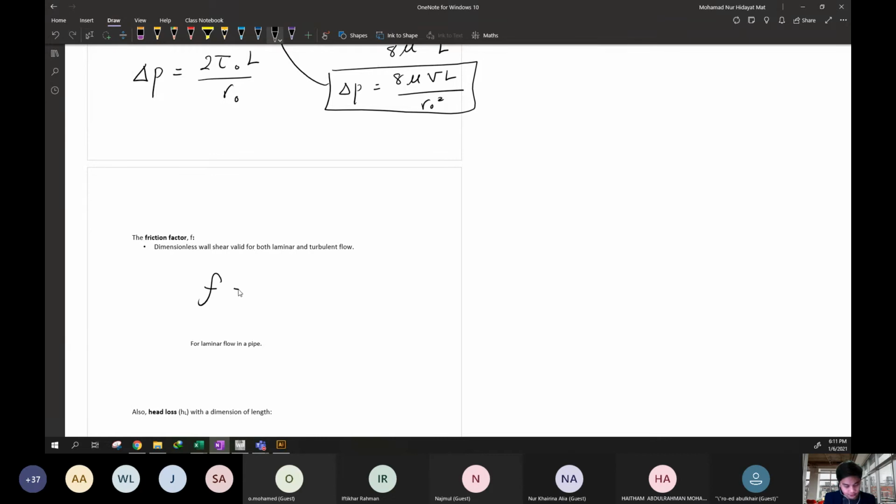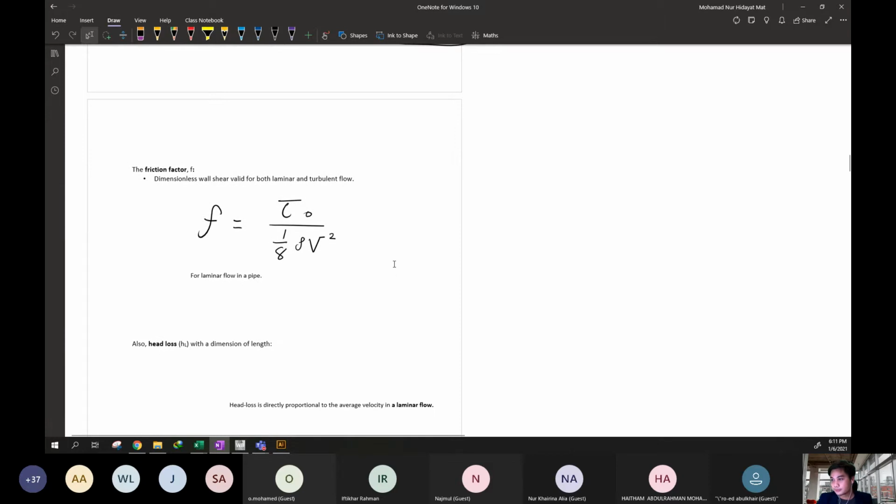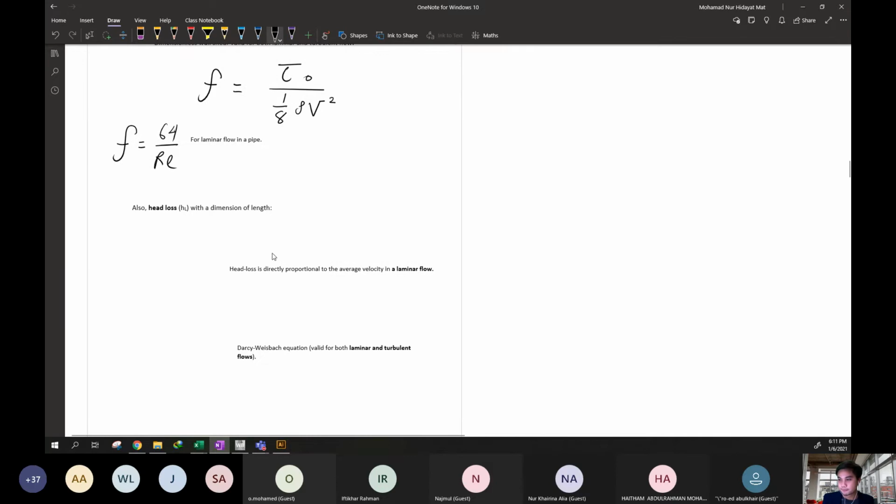So this is the equation: f equals tau naught over one-eighth rho V squared. This is the shear stress at the wall. For laminar flow in the pipe, the friction factor equals 64 over the Reynolds number. In order to get the friction factor, simply substitute the value for laminar flow into this equation, as well as the head loss.